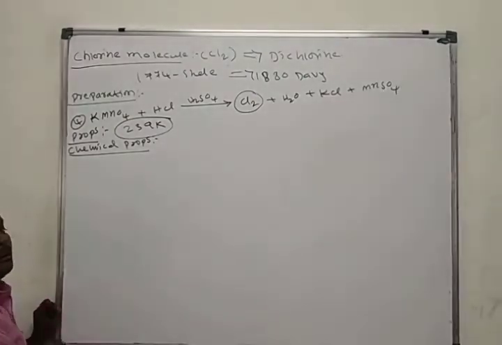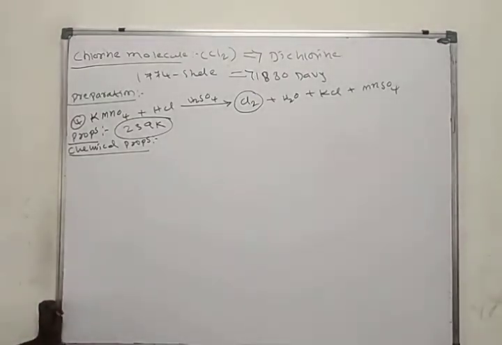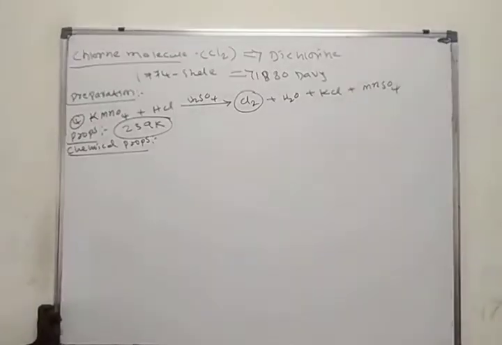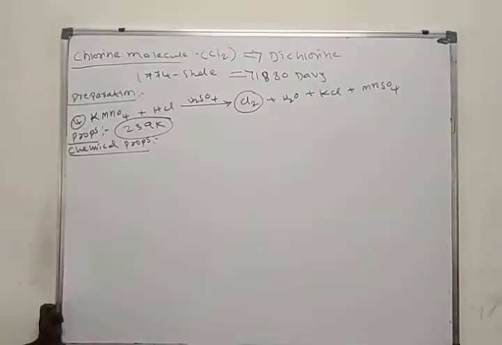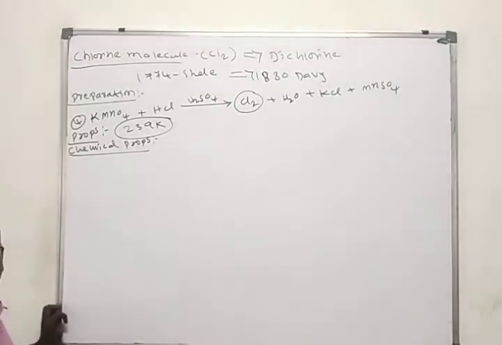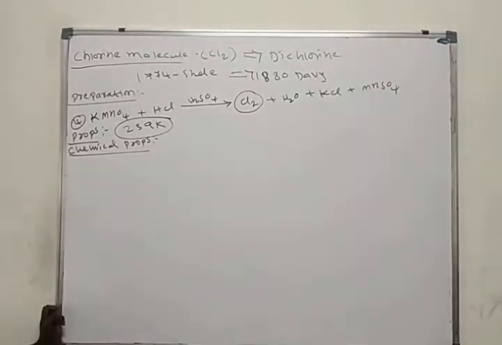Due to the nature of the chlorine atom, it reacts easily with metals and non-metals. Metals means first group and second group elements. Non-metals means 13th, 14th, 15th, 16th, 17th and 18th group, all these except noble gases. It reacts with all the elements present in our periodic table.